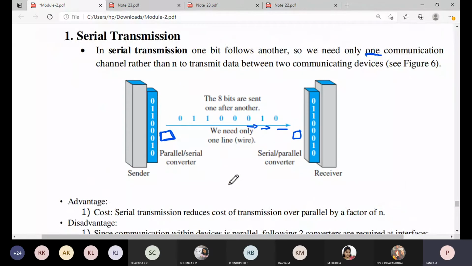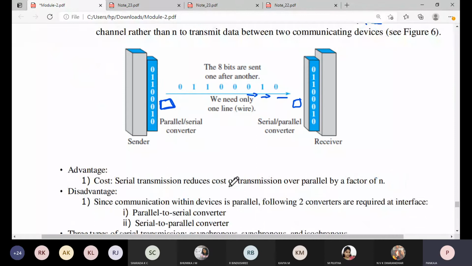Okay, so what is the advantage and disadvantage of this serial mode? The cost. Serial transmission reduces the cost of transmission over parallel by a factor of n. Obviously, the number of lines you can just observe, you need only one link or one wire to transmit the data. So in that case the cost involved can be reduced. Okay, it is cost effective.